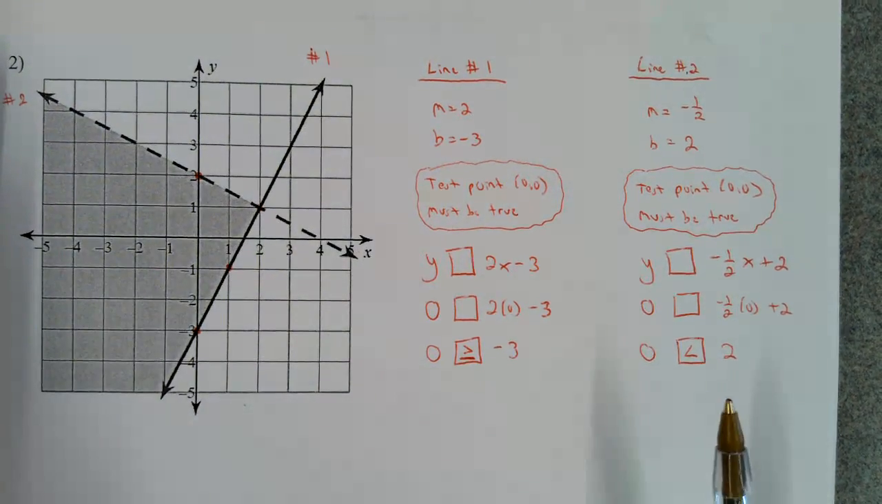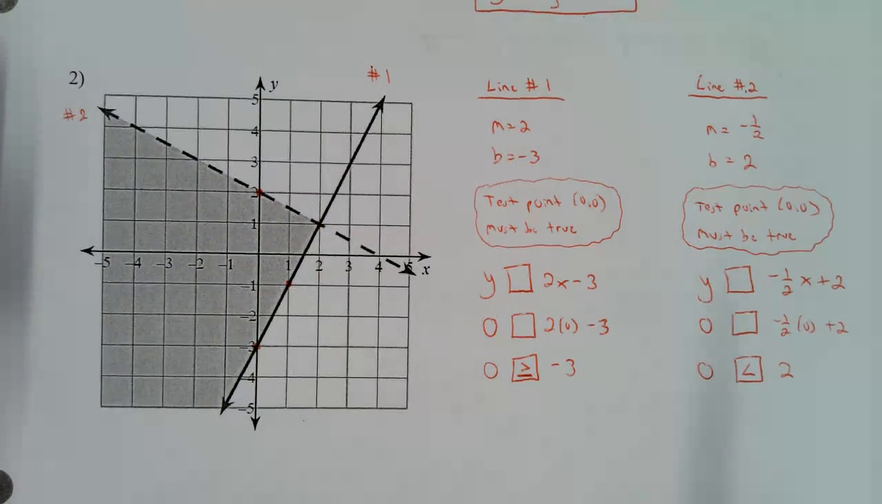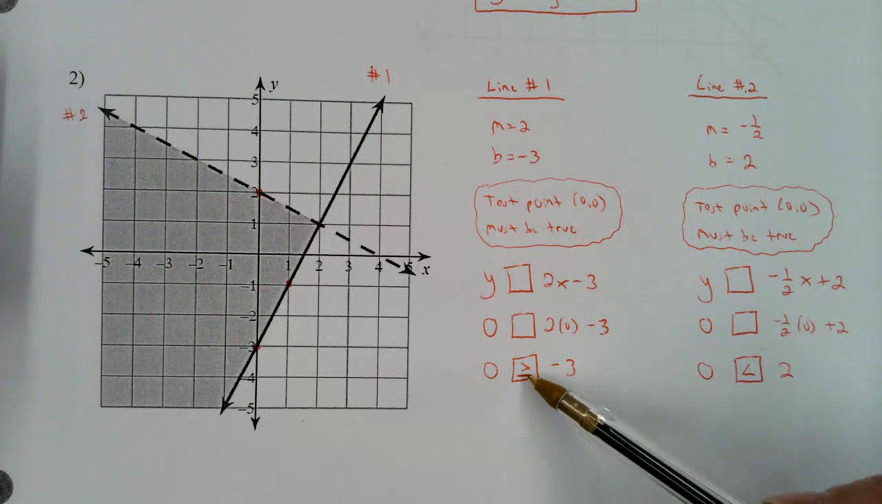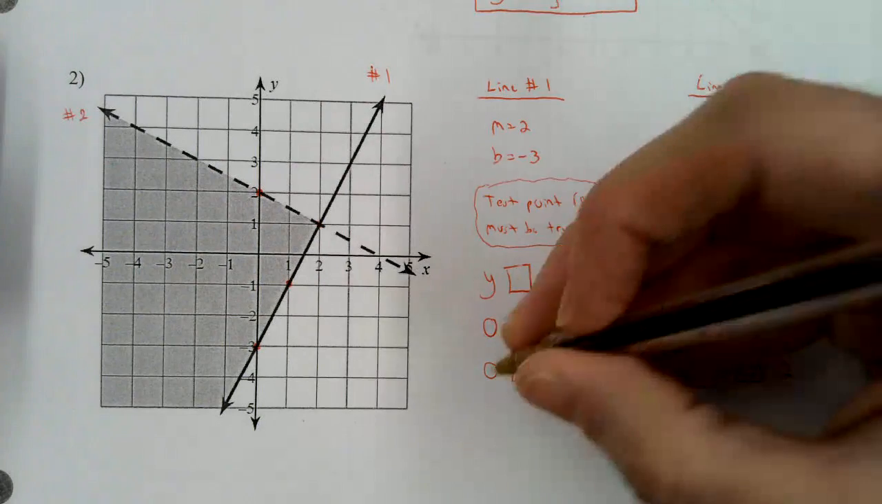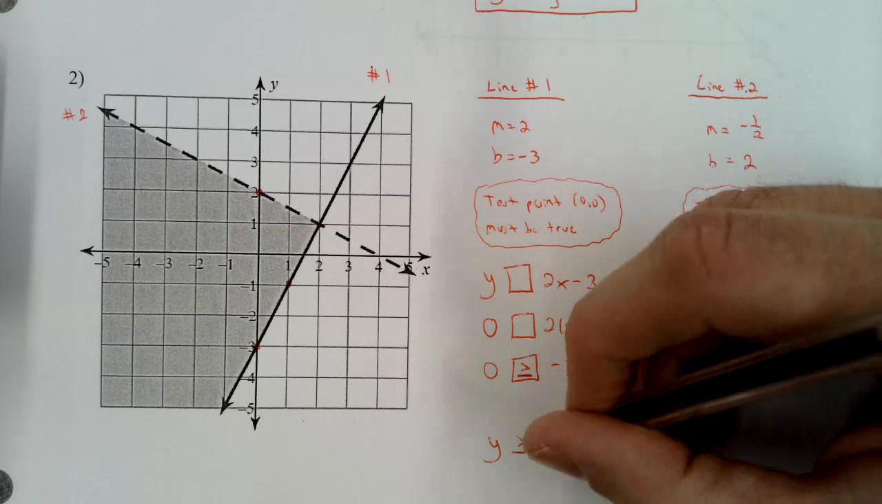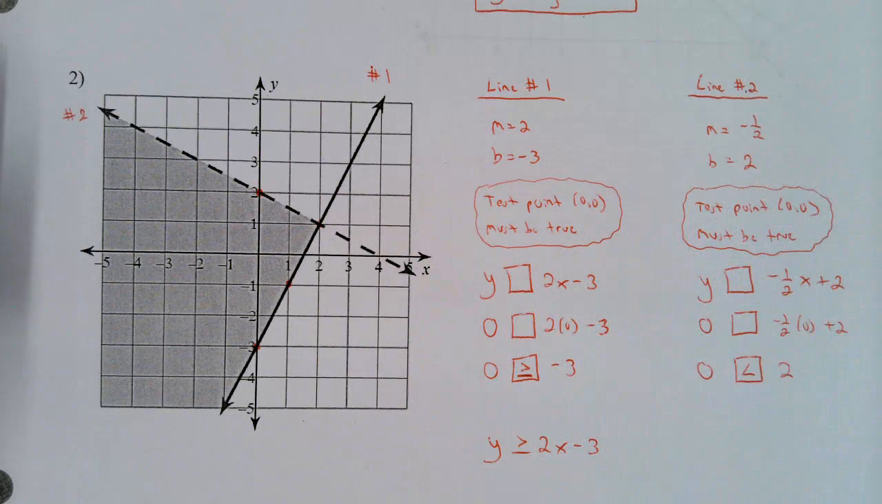But now I can write my final answer. The first inequality is y is greater than or equal to 2x minus 3. Second inequality, y is less than -1/2 x plus 2.